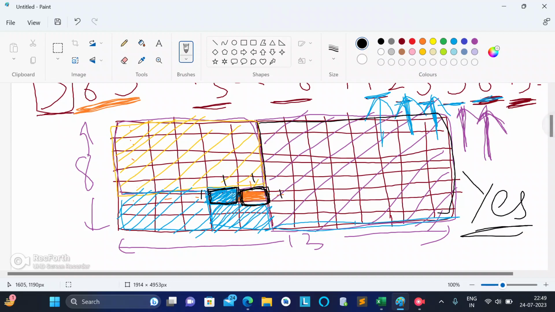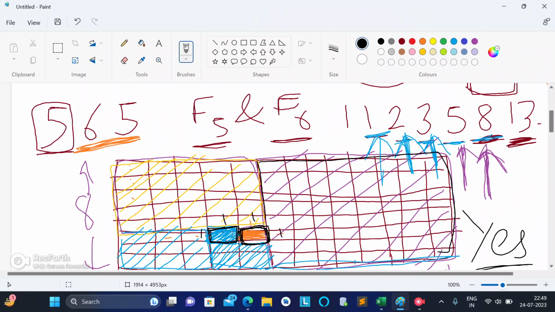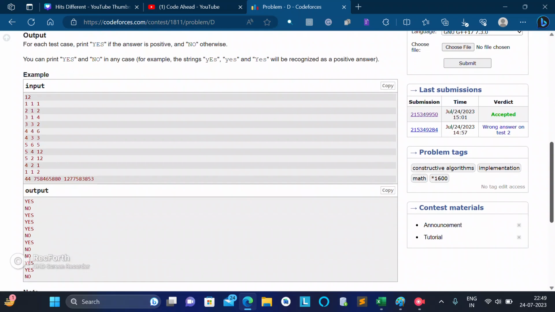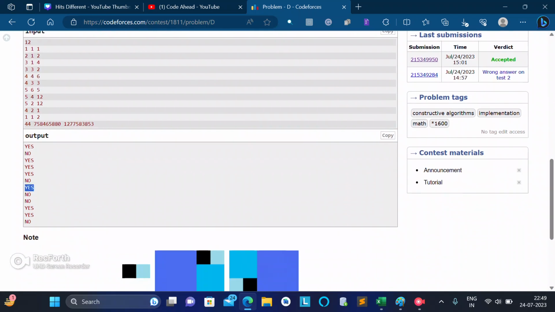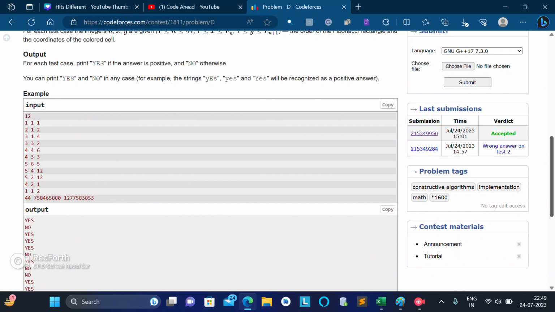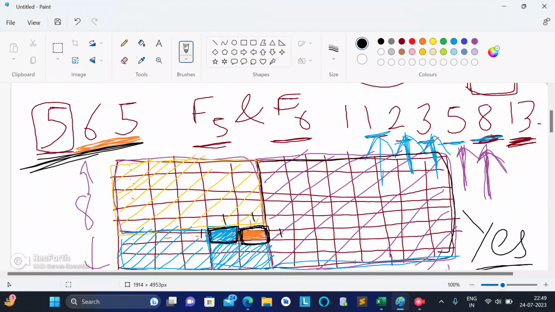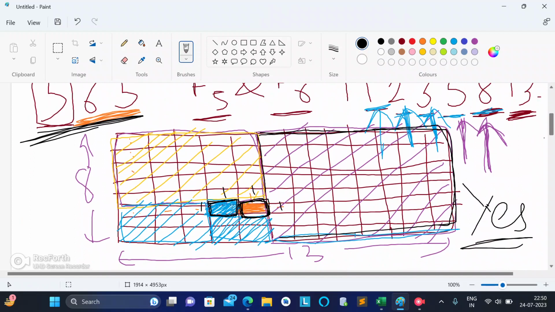So yes, here the answer is yes, we will be able to cover the rectangle with squares of side Fibonacci number if it is 5 6 5. We can also see that the answer given to us is yes only. In this way we will be able to tell whether the answer is yes or no. So here are two things. First, how we can decide whether we got yes or no.